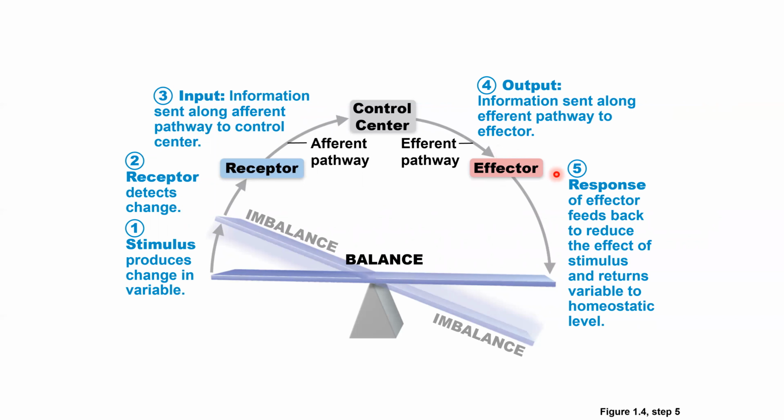Now what is your effector going to do? In this example, your effectors will be your sweat glands. Sweat glands start to release sweat. You are sweating, and your sweat evaporates and cools down your body. So that will be your response. The effector would be your sweat gland, and the response would be you sweating. Sweat glands release their product, sweat. So the response of the effector feeds back to reduce the effect of the stimulus. We went up, the temperature goes up, now we want it to go back down to the balance and return the variable to the homeostatic level. I hope this makes sense.